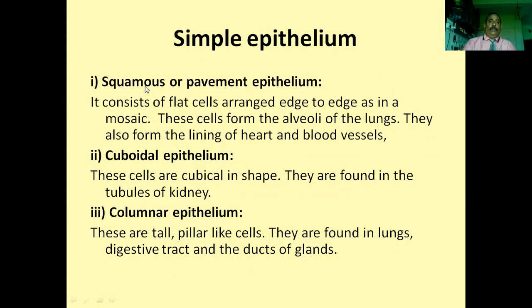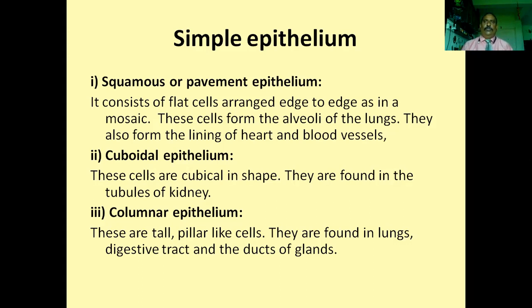Coming to simple epithelium, squamous cells are otherwise called pavement epithelium. It consists of flat cells arranged edge to edge as in a mosaic. You would have seen mosaic tiles in your houses. Okay, so this simple epithelium actually presents like that. These cells form the alveoli of the lung. They also form the lining of the heart and blood vessels.